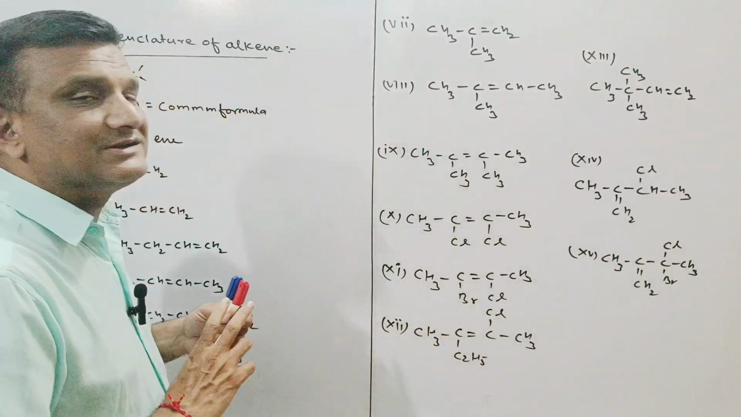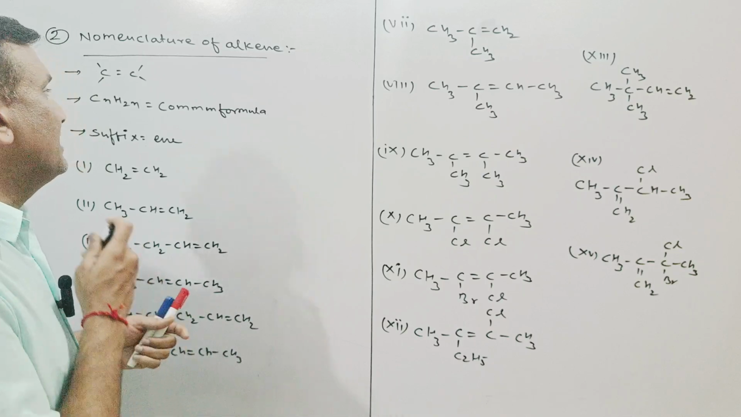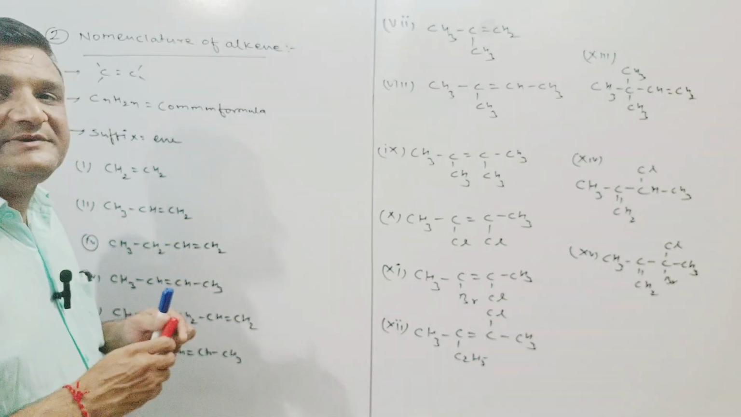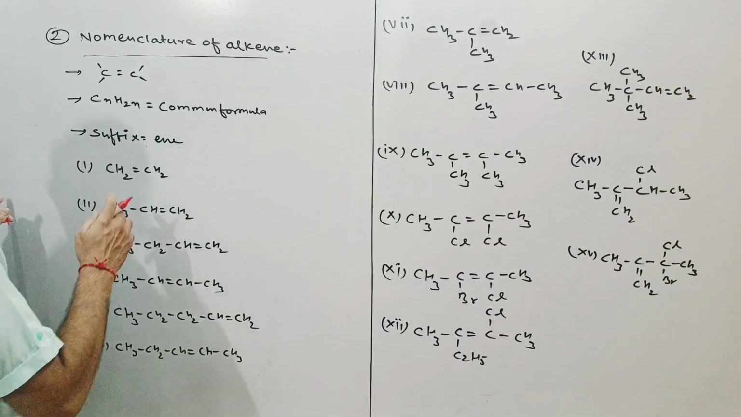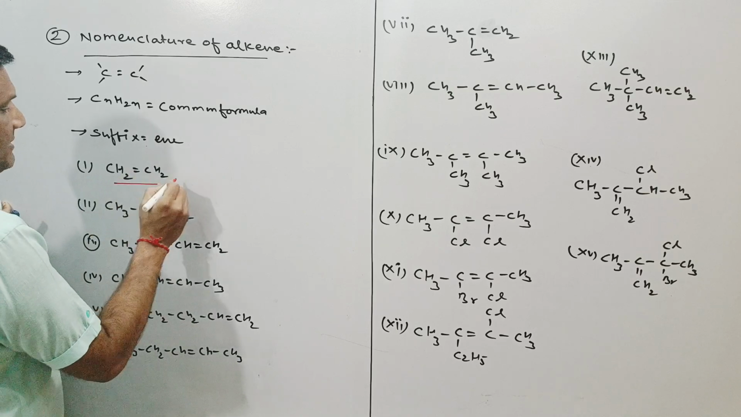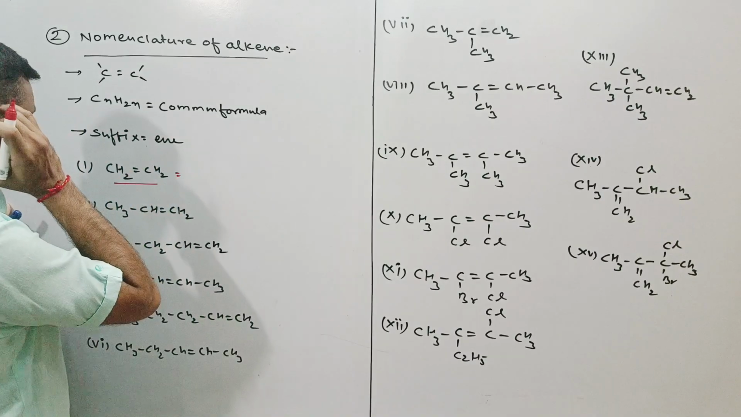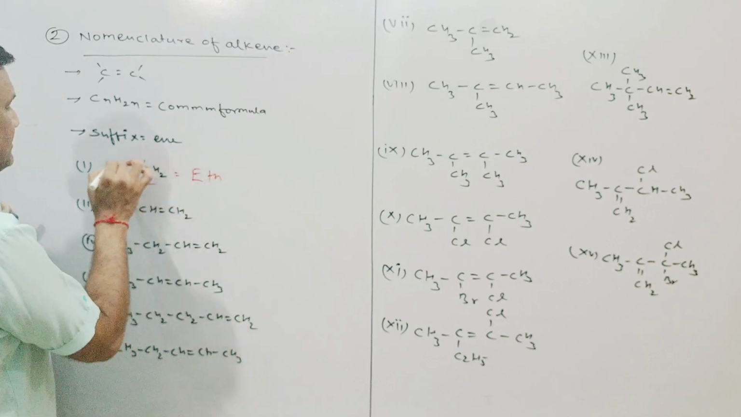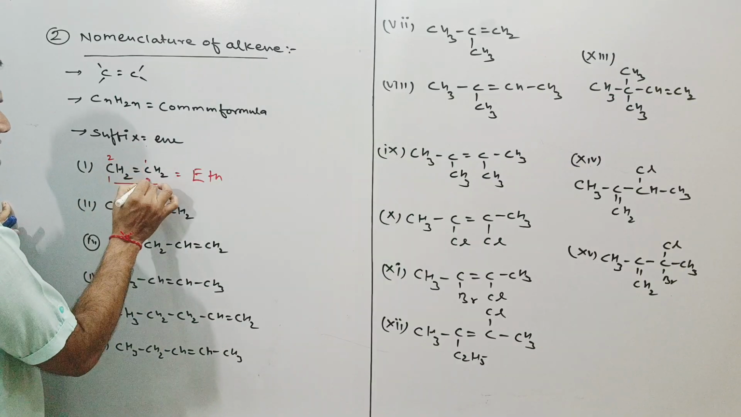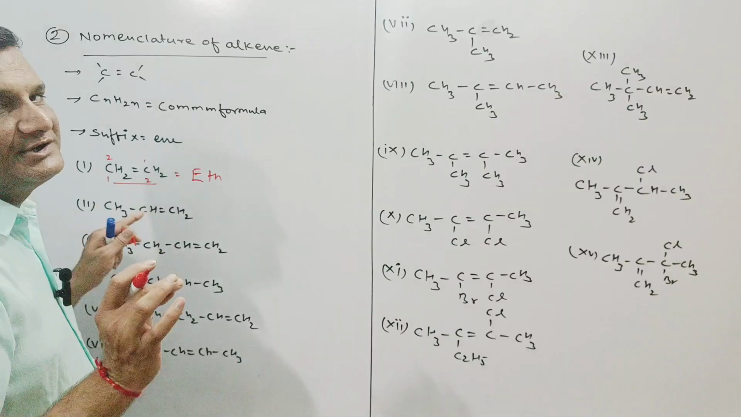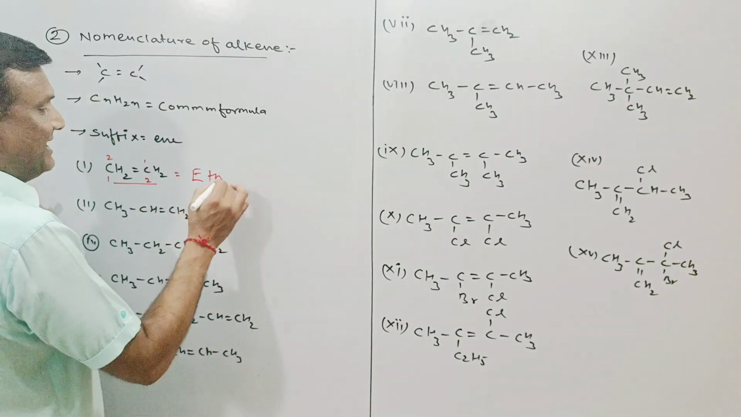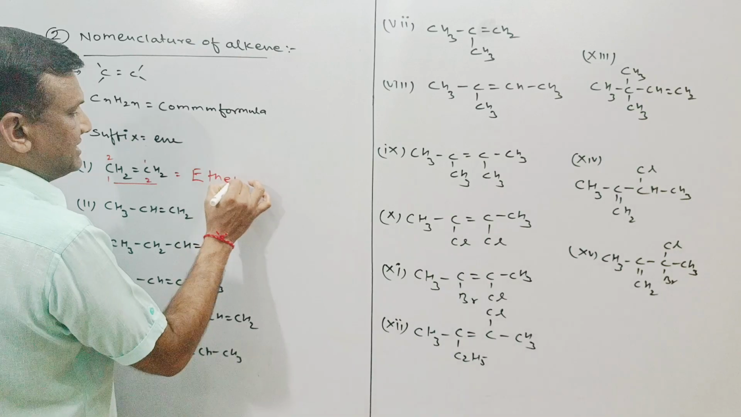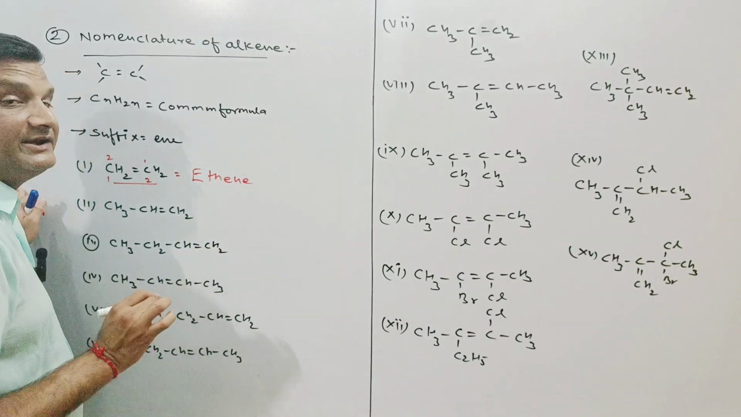If we go with the nomenclature of the alkene, first of all we take the longest possible chain. Here there are 2 carbons in the chain, and we can count the double bond from any side. That's why the double bond is present at number 1 position like this, or you can count it as follows. So there is no need to give the position for 1, and the suffix will be -ene. So the name of the compound will be ethene.